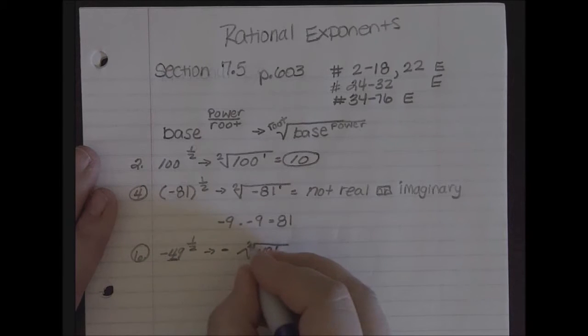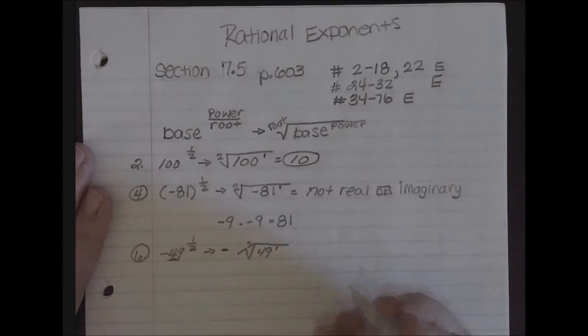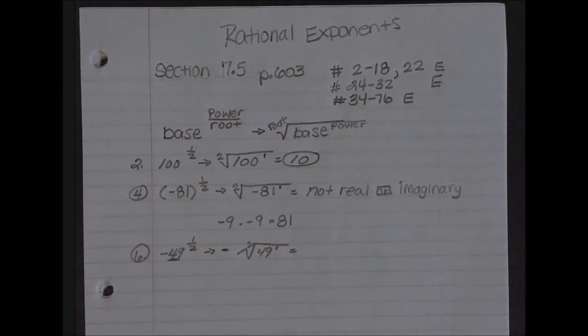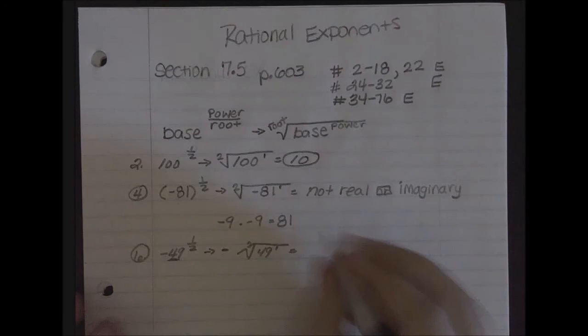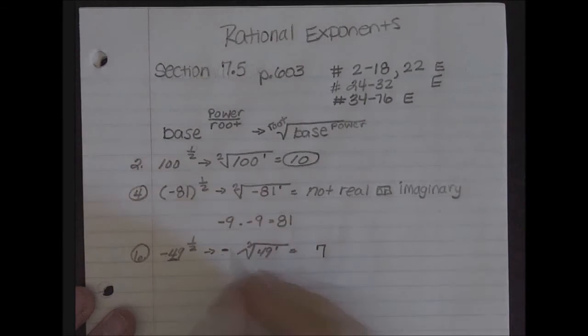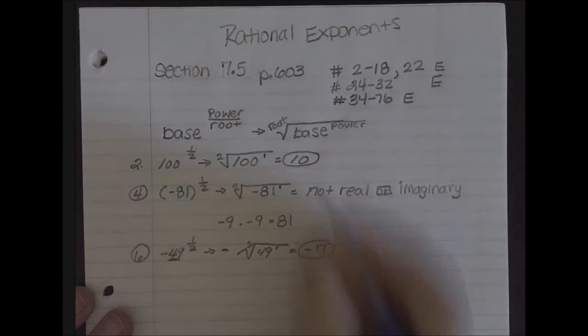Power is 1, root is 2. So what they're asking you here is what is the opposite of the square root of 49? Well, the square root of 49 is 7. So if they ask for the opposite of 7, then that would be negative 7.